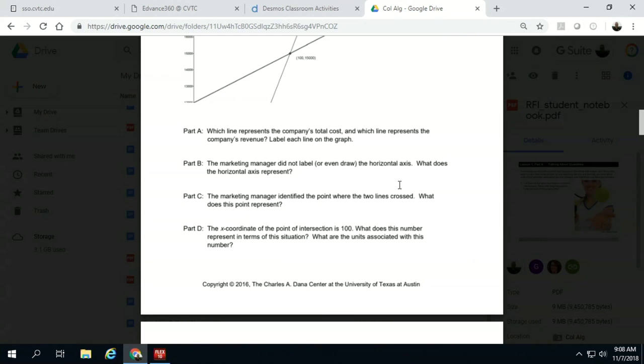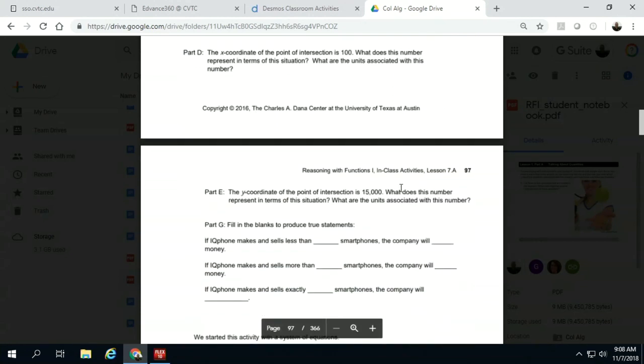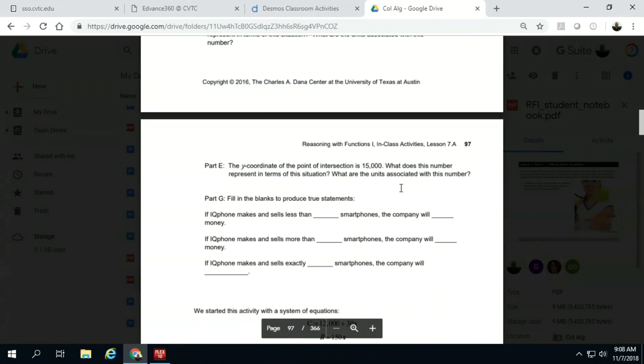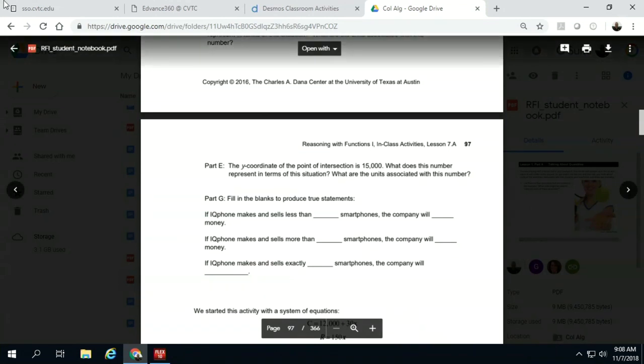A, B, C, D, do all of it up to letter G, and when we get there, stop. While you guys do that, I'm going to take attendance.